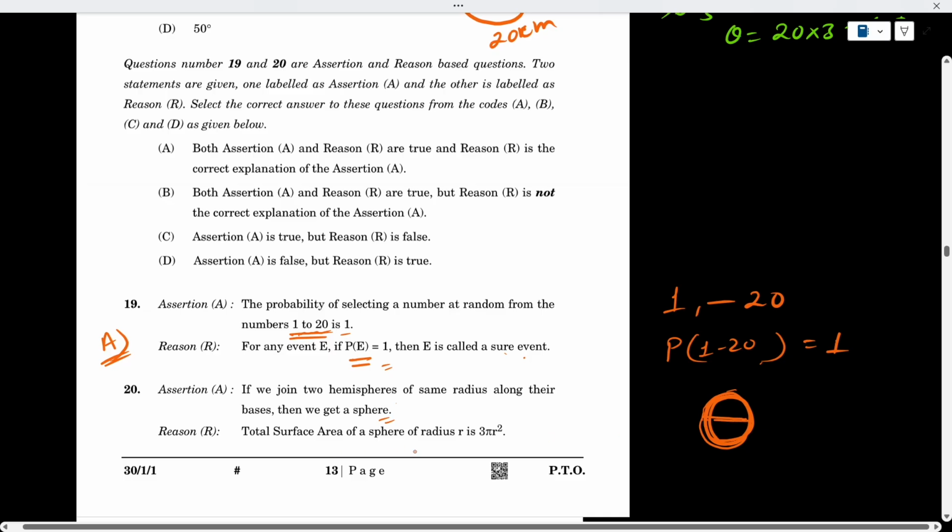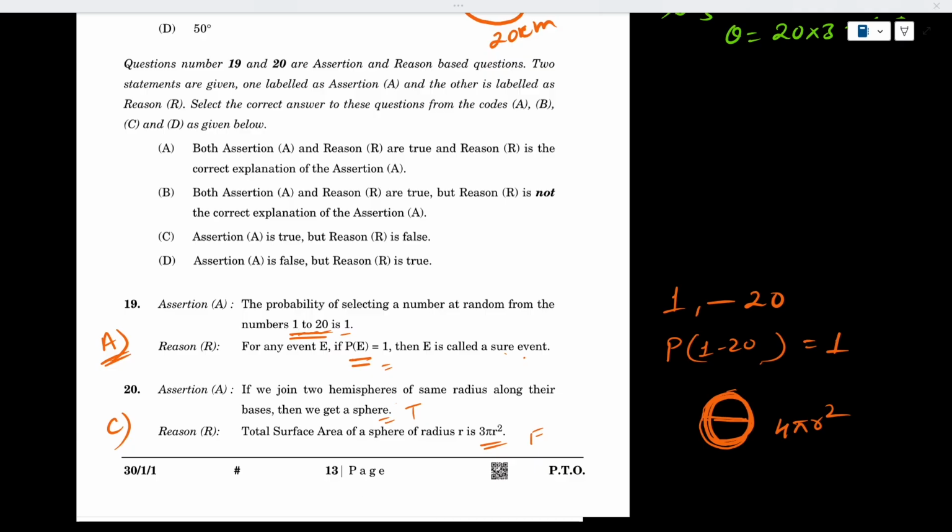Then what is the total surface area of a sphere? It is always 4 pi r square, but here it's given 3 pi r square. That means this statement is false, this is true. So assertion is true and reason is false, which means option C is the right option. So here you are, all 20 marks MCQs done.